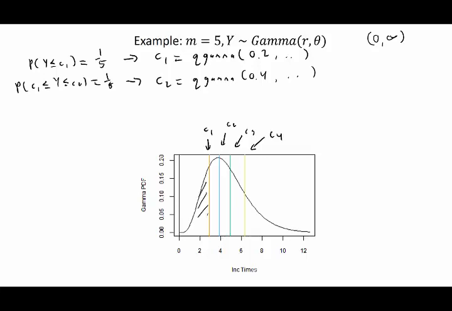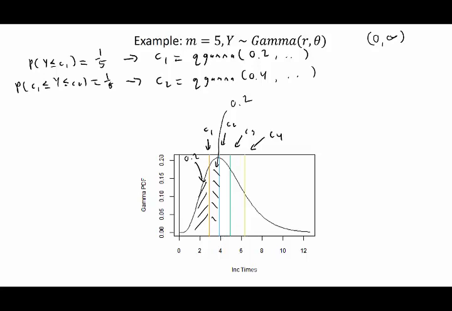So if I look at the area under the curve up until C1, that will be 0.2. And similarly, even though it may or may not look like it in this picture, the area under this curve between C1 and C2 is also 0.2. So all of those areas are 0.2.